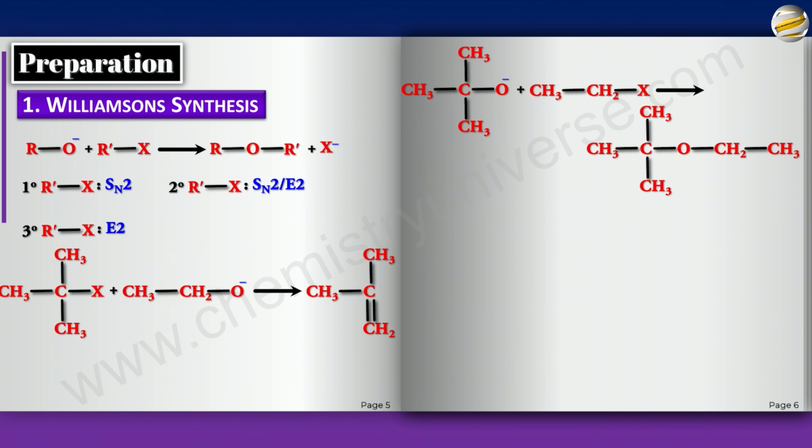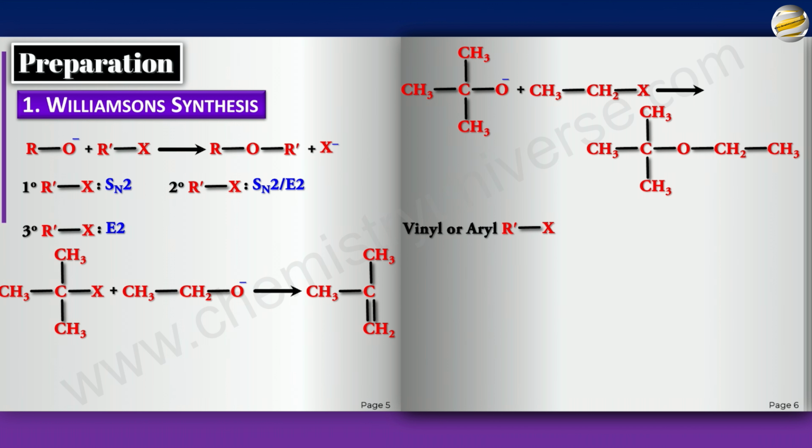And remember, if any of the R's are vinyl or aryl, you cannot have any reaction from Williamson synthesis at least. So vinyl or aryl ethers can't be prepared by Williamson synthesis.